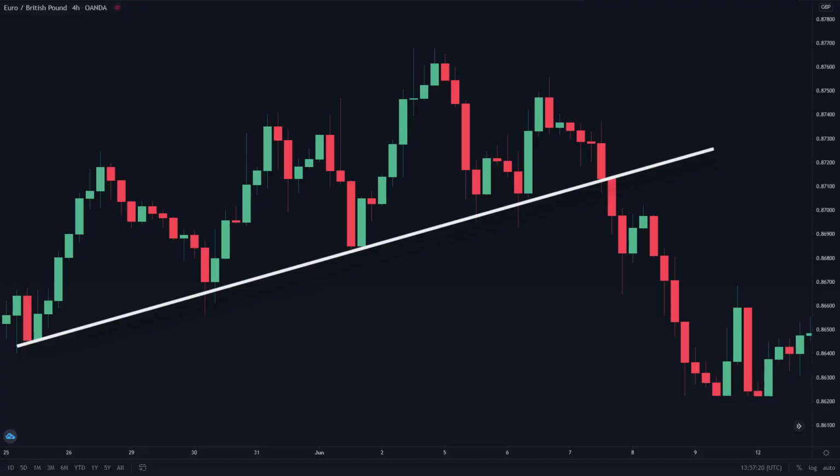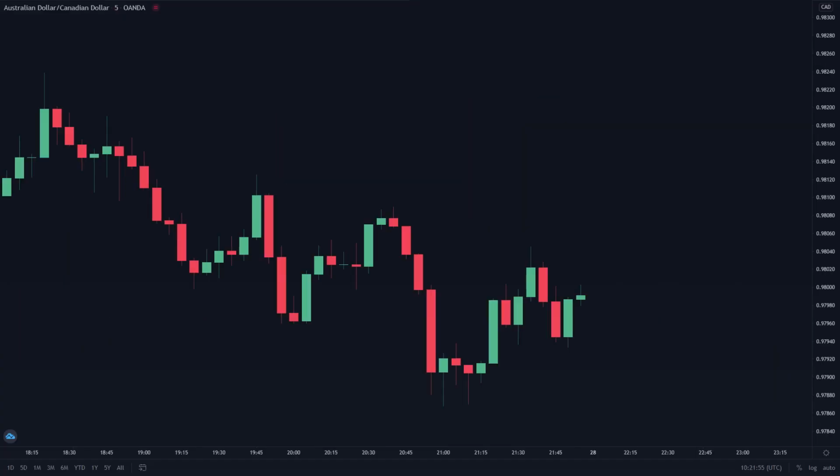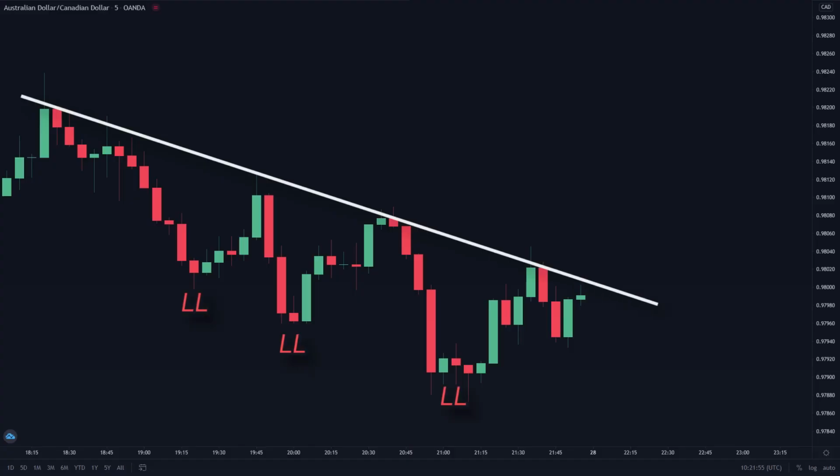Let's look at another example. Here, we spotted a downtrend, and so we place our trend line above it. Now, notice that the price was making lower lows before suddenly it made a higher low instead, indicating that the downwards trend was losing momentum. Then, we saw the price broke out of the trend line, which again further confirms the trend change. And so this is a good opportunity to take a buy position.